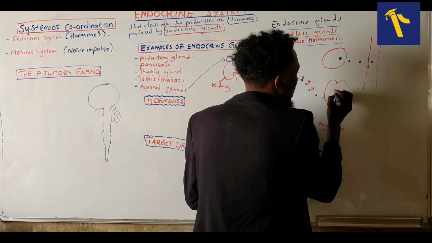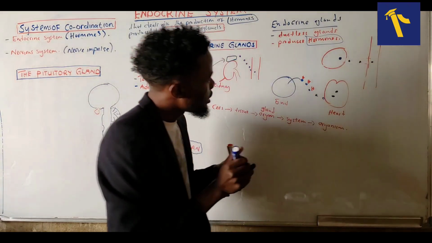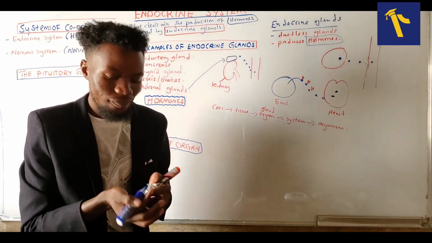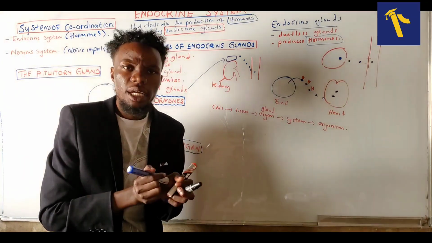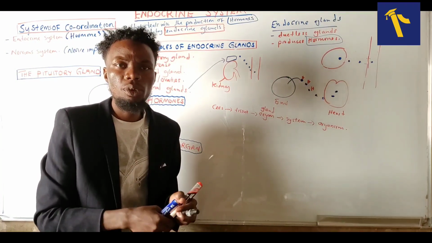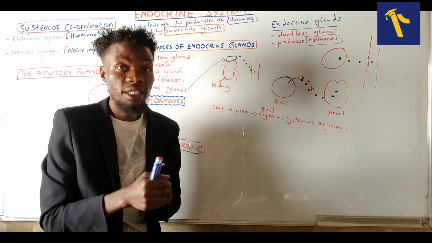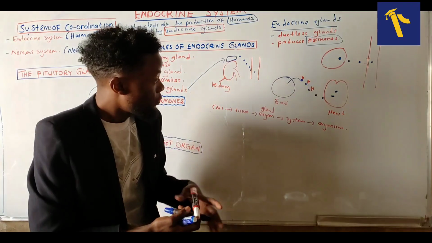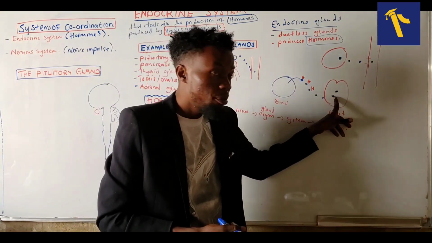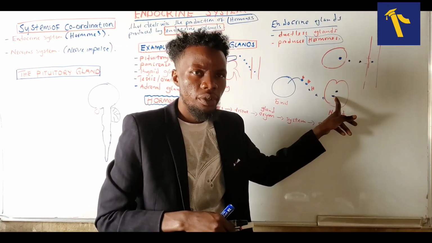Then look at it. It is there already in the heart. Now, the question that you can ask is why is this hormone going to the heart? I've just given one example of that. Let's say I'm going to give you a certain scenario.